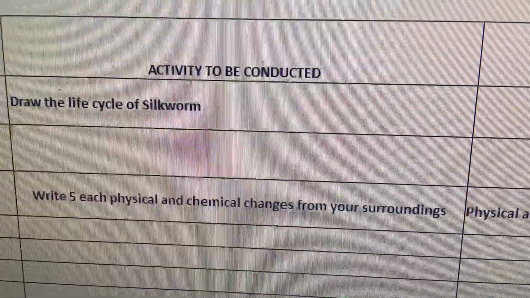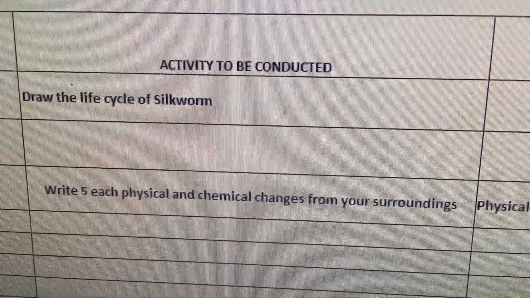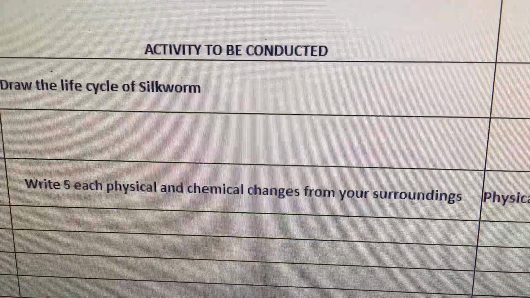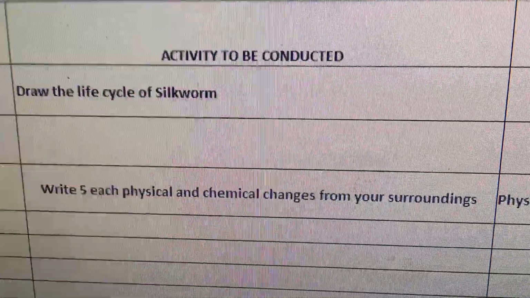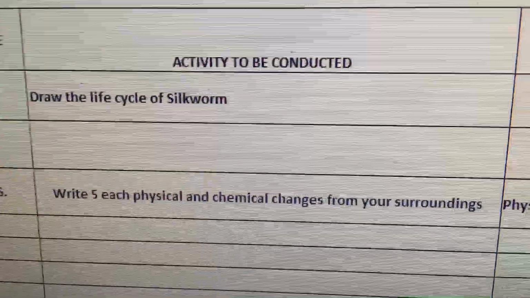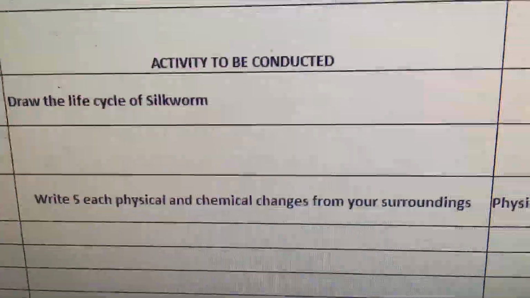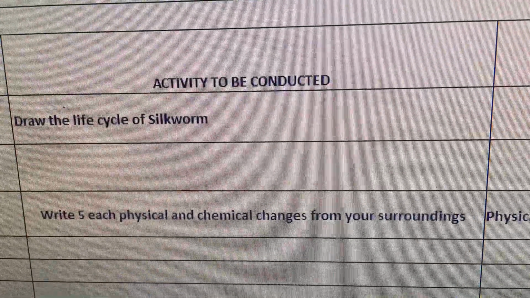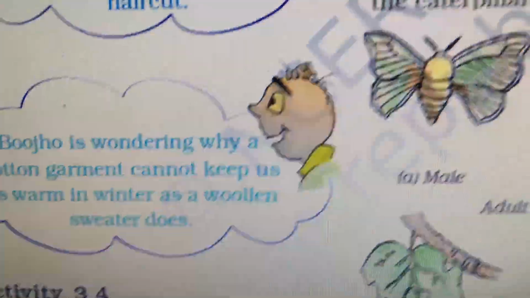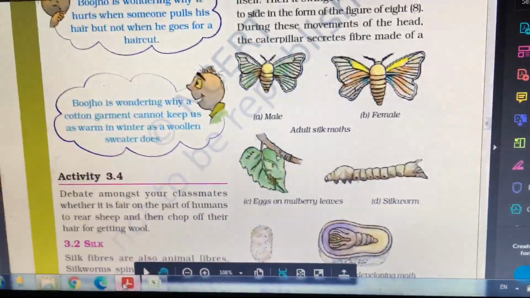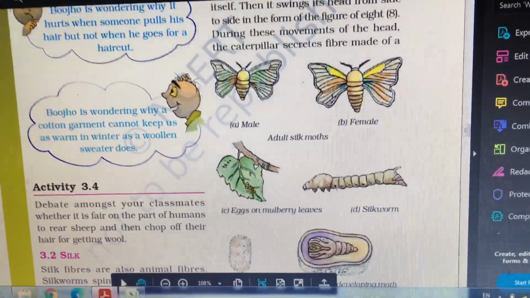Another activity is to write each physical and chemical changes from your surroundings. Very important, sky is the limit. There are so many changes taking place all around us. So let us begin with the first activity, children. And the first activity is to draw a colorful diagram of the life cycle of the silkworm.